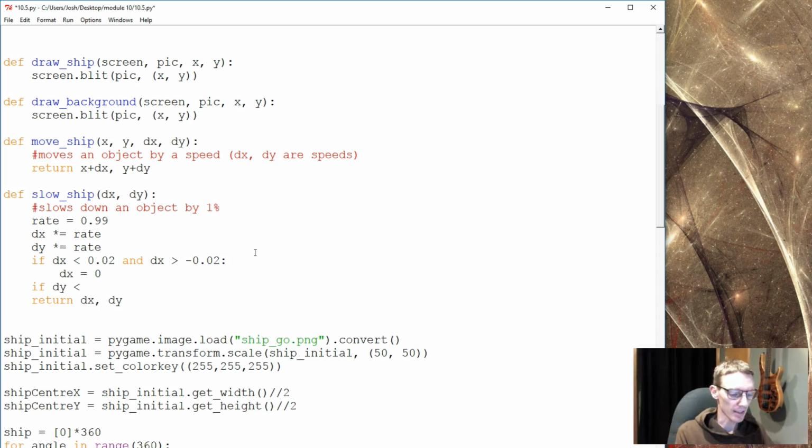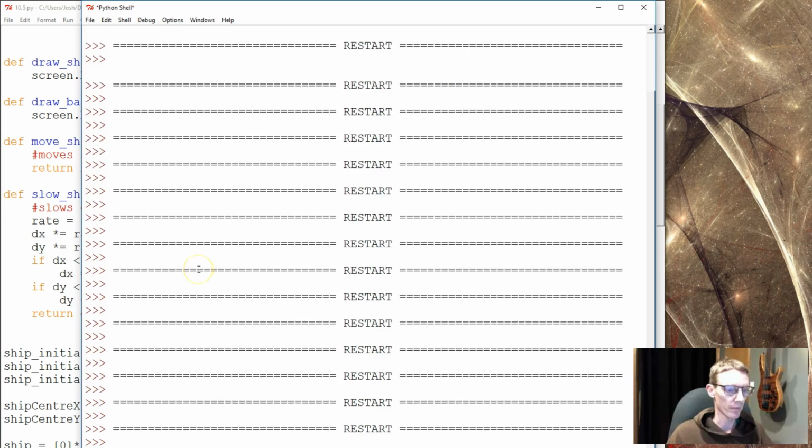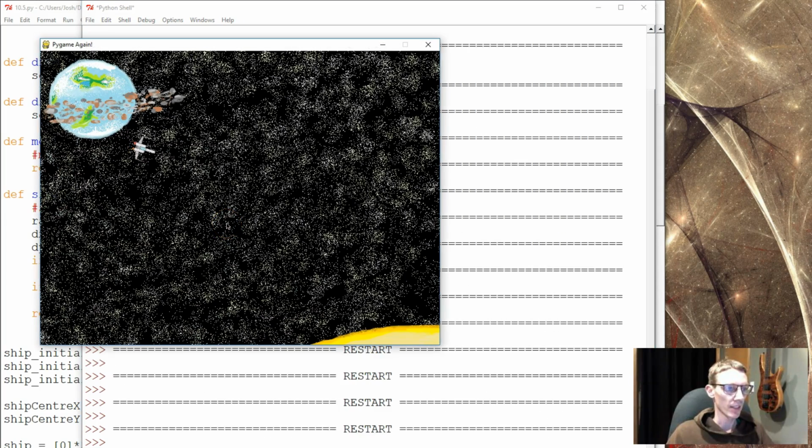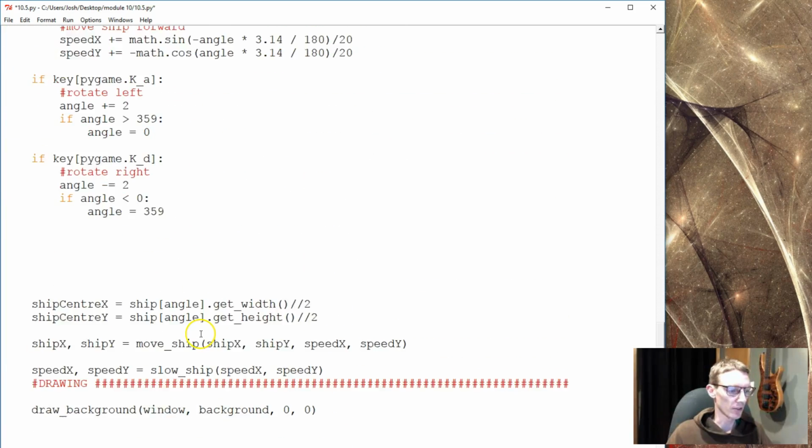If dy is less than 0.02 and it's greater than negative 0.02, then set the y value to 0. So just stop it in that direction. So if we run this now, if I fly my ship along this way, and I let go, you can see my ship is stopping, and it stops a bit better, but it's still going pretty slowly, I think. We'll have to make do with the 0.02s for now.